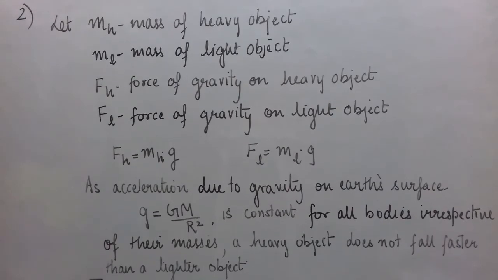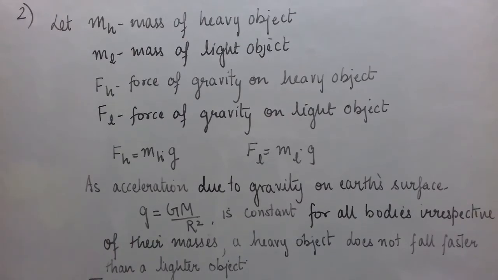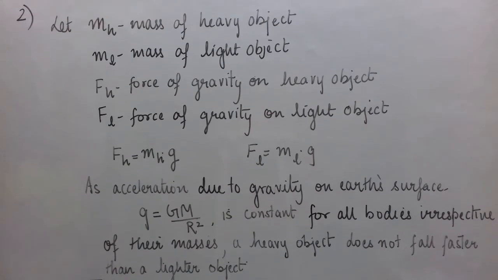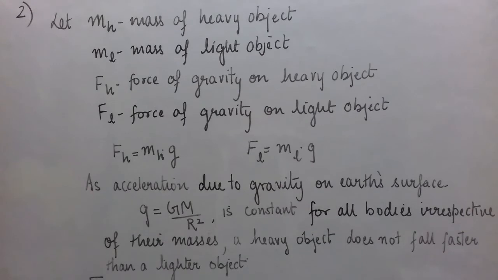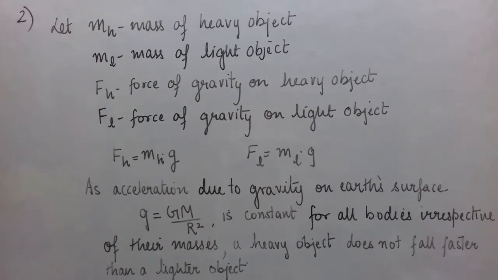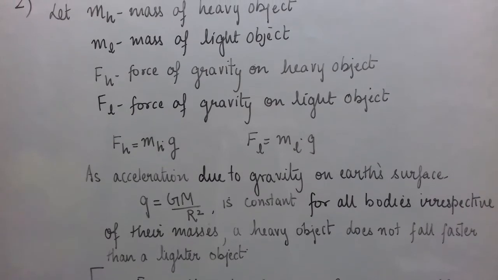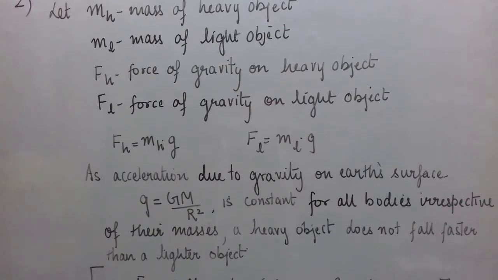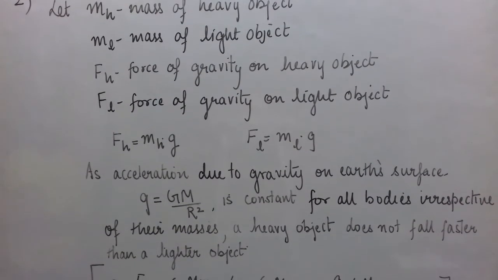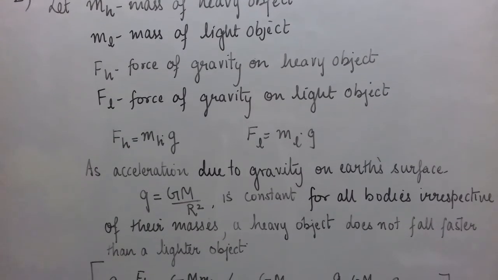We know that free fall motion is caused by the force of gravity only. So Fh is the force of gravity acting on the heavy object, and let Fl be the force of gravity on the light object. According to Newton's second law of motion, we can write Fh is equal to mh into g, and Fl is equal to ml into g.